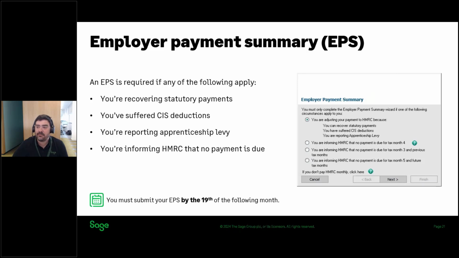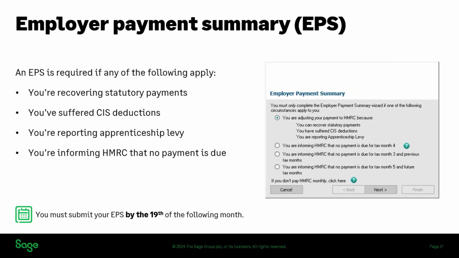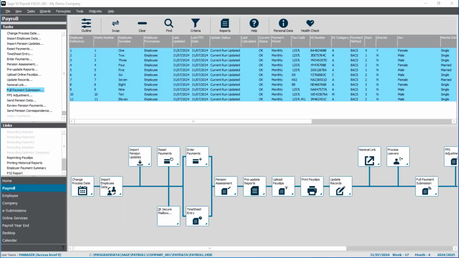So let's finish the demo by taking a look at the P32 and the EPS. Quick tip here, if you're on the payroll tasks, you can actually access both of these options from the links that you find just underneath. So this links section has a link for the P32 report and the employer payment summary if you need to submit one. So I'm going to start by running the P32 report.